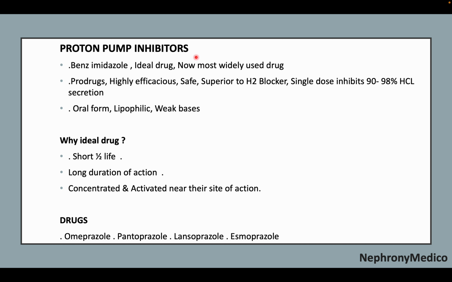Now, proton pump inhibitors. These are the most widely used drugs. These are prodrugs and highly efficacious. These are safe, superior to H2 blockers, and a single dose inhibits 90 to 98% of the HCl secretion. It is an ideal drug because of the short half-life, long duration of action, and because it is concentrated and activated near the site of action. These include drugs like omeprazole, pantoprazole, lansoprazole, and esomeprazole.